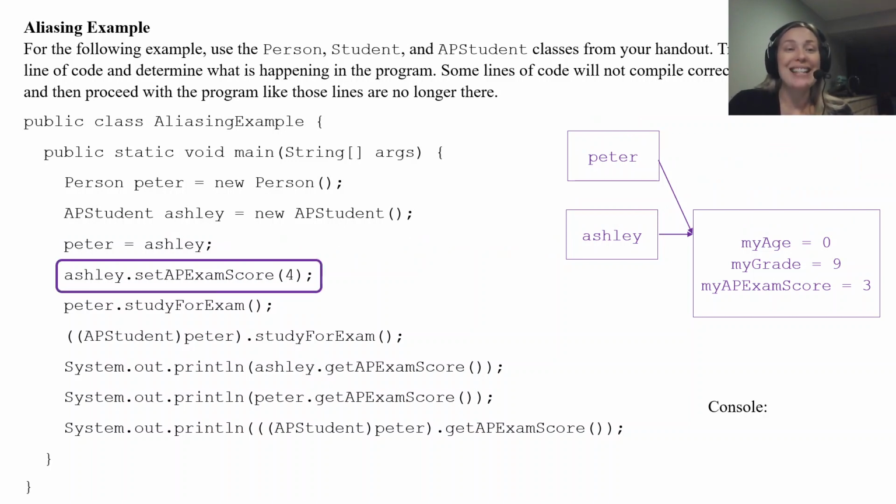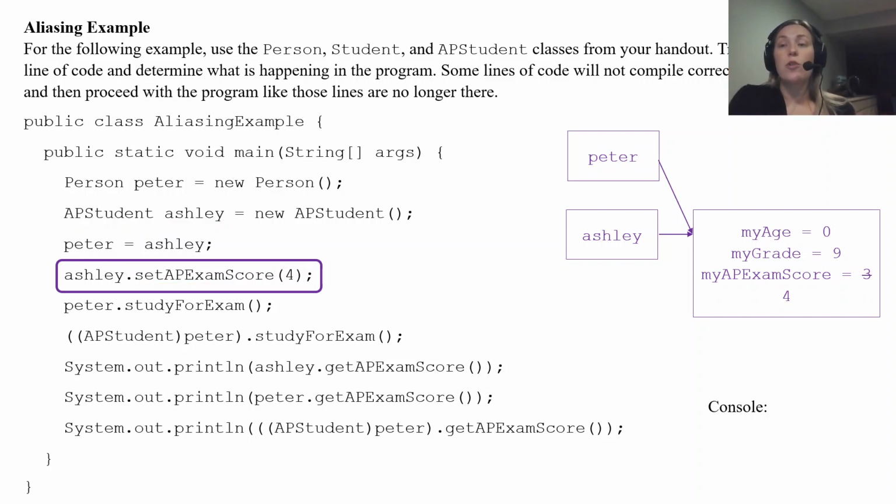Okay, let's move on. What actually happened? So Ashley.setAPExamScore. Ashley is declared as an AP Student, and this method is in AP Student. So perfect, it's going to change. It changes from a 3 to a 4. That's good.